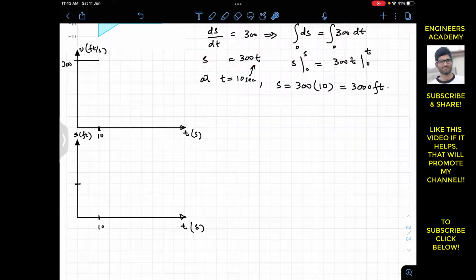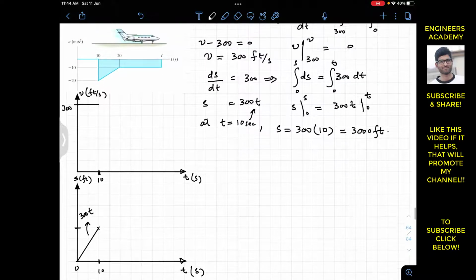We can compare this with y equals mx plus b. When t equals 0, s is 0, and when t equals 10 seconds, s is 3000 feet. From this we can conclude that this is a straight line, so we need to join these two points like this. So from 0 to 10 seconds, the s of t graph will look like this, and this is represented by 300t.